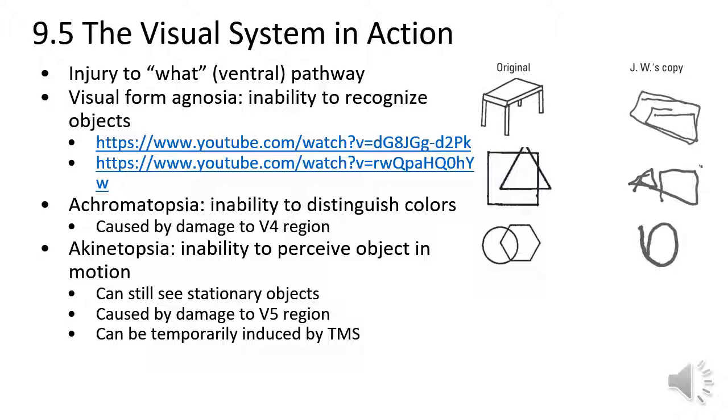Akinetopsia can actually be temporarily induced by TMS, transcranial magnetic stimulation. So you can put that figure 8 shaped coil over somebody's V5 cortex and cause a temporary inability to perceive an object in motion.